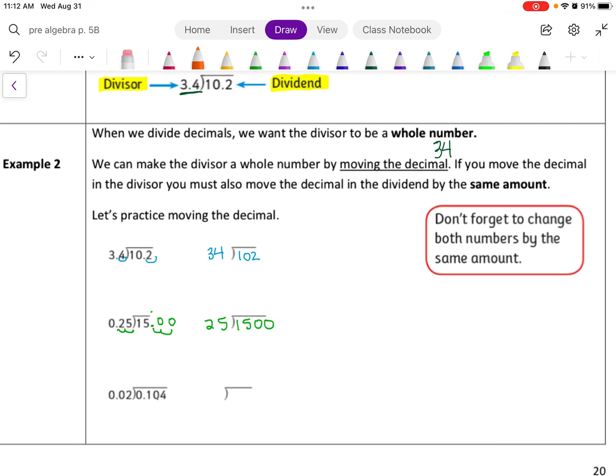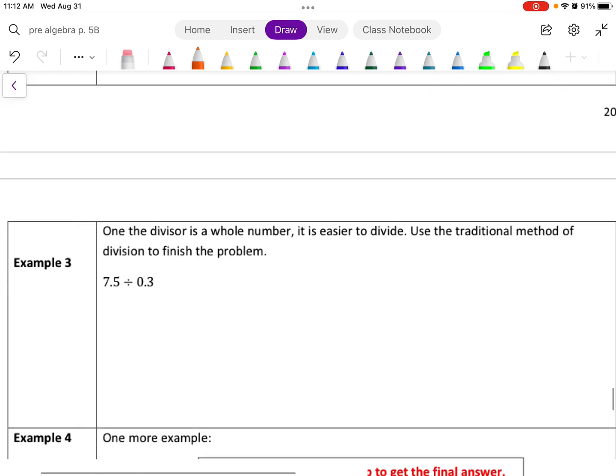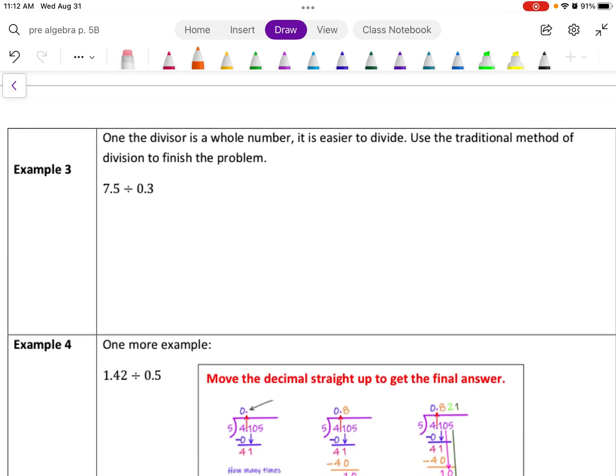Let's try one more. We want to take 0.104 and divide it by 0.02. So we need to move the decimal place on the divisor 2 places to the right. So then we're going to take our decimal point and move it 2 places to the right. So now our problem becomes 10.4 divided by 2. Okay, so once the divisor is a whole number, it's easier to divide. So once we have that whole number, we can just use the traditional method of division to finish the problem.